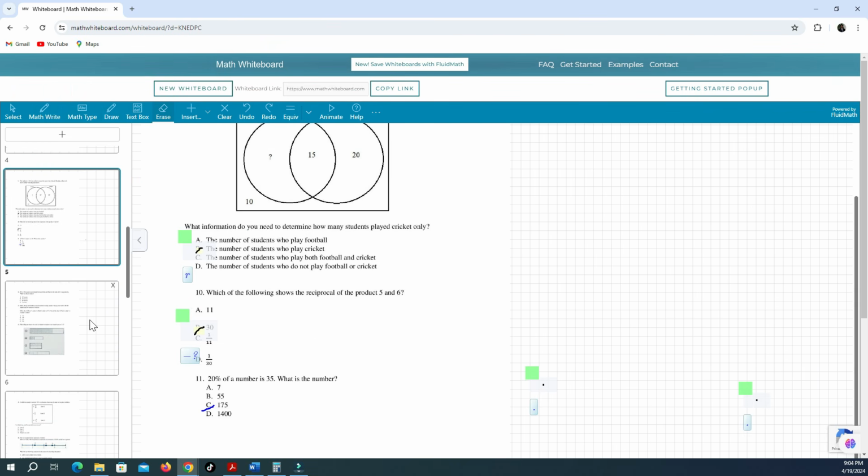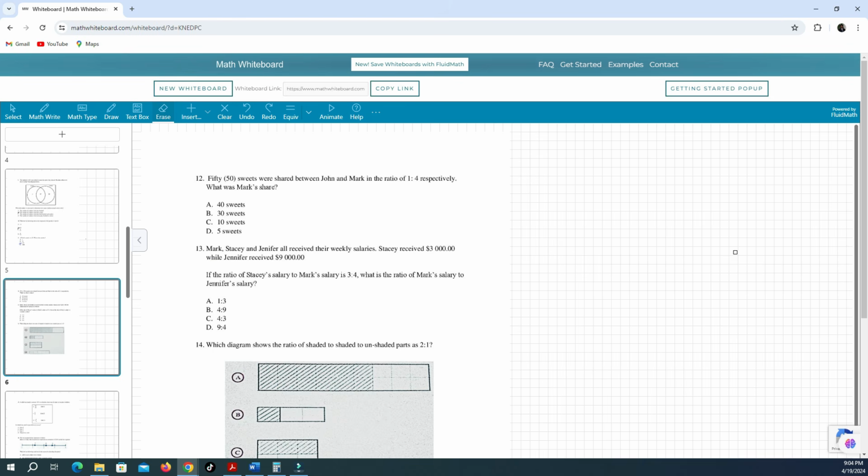So that should take me to the next one, which is question 12. So for question 12, it says 50 sweets were shared between John and Mark in the ratio of 1 to 4 respectively. What was Mark's share? So this is ratio. I haven't done this in years. So the ratio is 1 to 4 and it's 50 sweets. So the first thing we need to do with ratio is to add them. So we're gonna have 1 plus 4 equals 5.